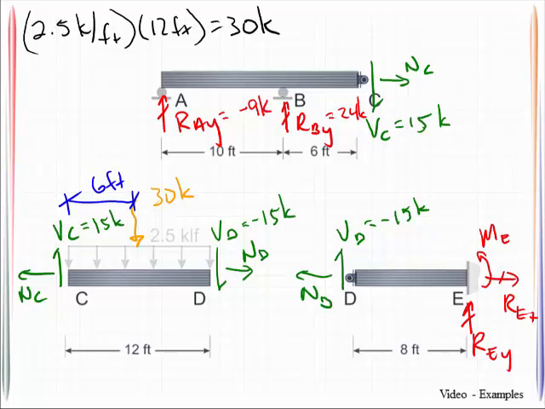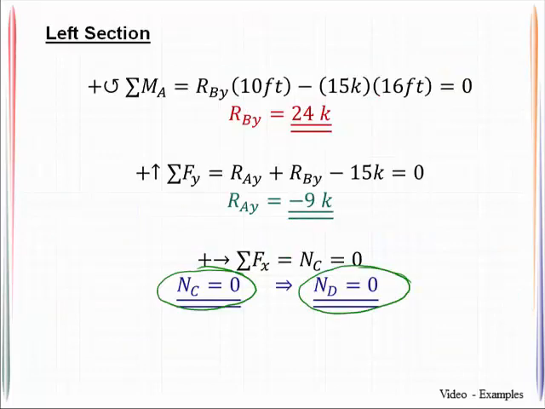Remember what the negative means? It means that it's acting in the direction opposite of what we have assumed. NC is equal to 0. Whenever we report reactions, I really do like to have an interpretive arrow. So with that being positive, I know I assumed the correct direction. With this being negative, I know I assumed the wrong direction, so it really is going down instead of up.